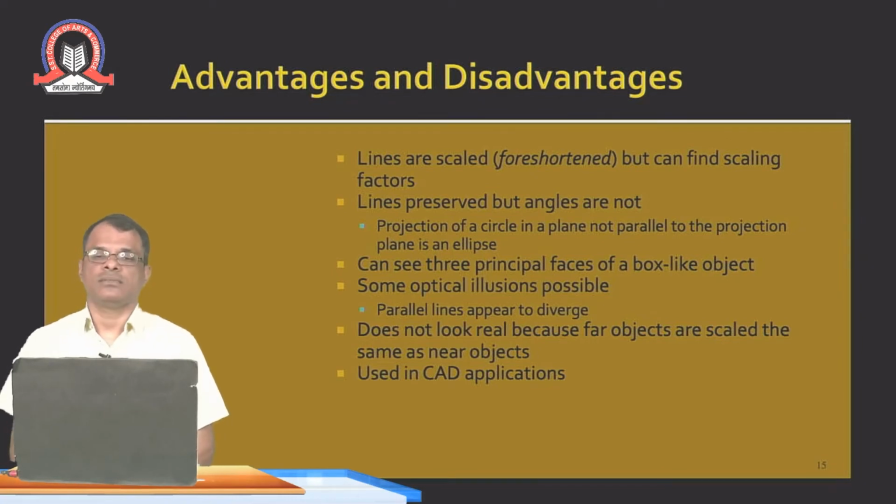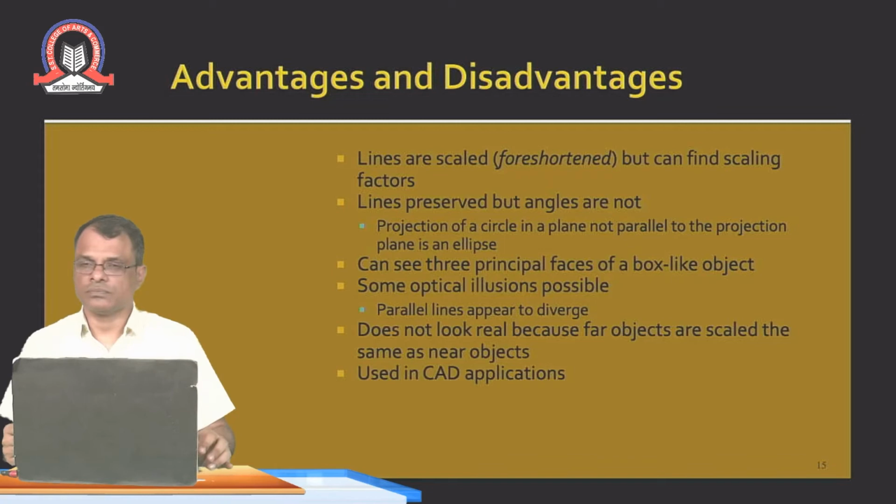Lines are scaled but we can find the scaling factor. Lines are preserved but angles are not. Again the same thing, lines are preserved, angles are not preserved. The projection of a circle in a plane not parallel to the projection plane is an ellipse. See, if there is a circle in our object, when we draw the view, the shape we get is an ellipse.